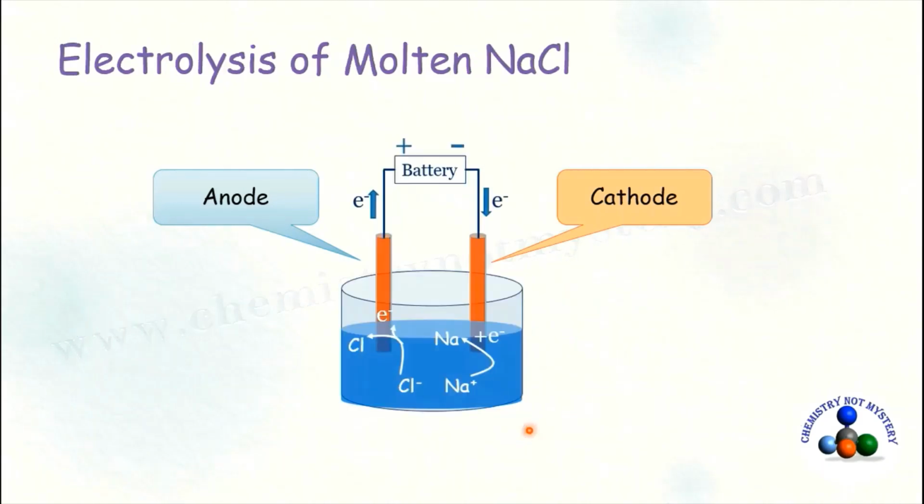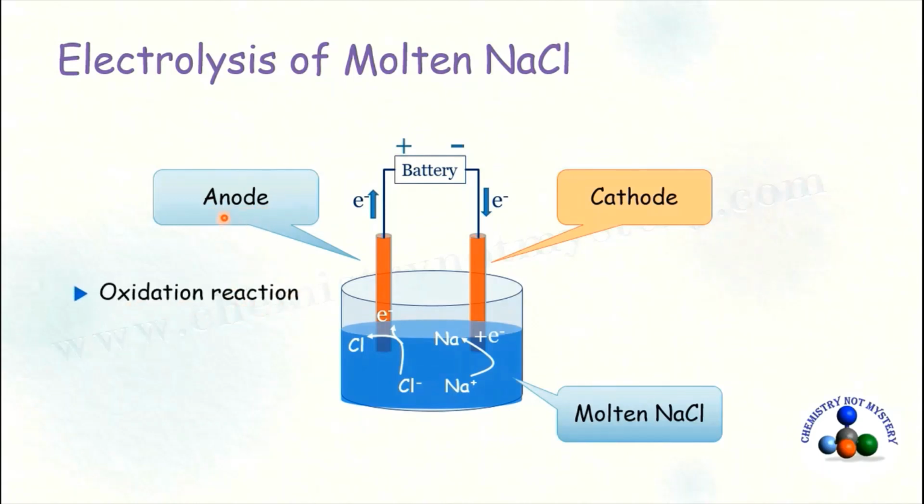Now let's study the electrolysis of molten NaCl. Here electrolyte is the molten NaCl. As we have discussed earlier, anode is electron deficient and it is the oxidation electrode. So oxidation takes place on anode. Cl- will lose electrons to oxidation electrode and convert into Cl. So we can write the equation: 2Cl- gives Cl2 gas plus 2 electrons.